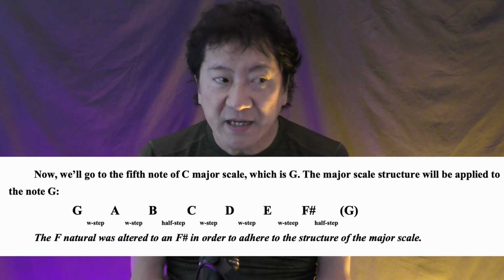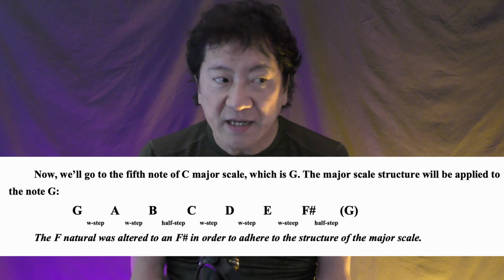Now we're going to count up 5 notes from G, and we'll get to D. And now the major scale structure will be applied to D, and those notes are going to be D, E, F sharp, G, A, B, C sharp, and D. Interesting. So we again gained a sharp on the 7th degree of this new key. And again, it had to be altered. Instead of it being a C natural, it has to be a C sharp for the structure of the major scale to be the same. Note that the F sharp is kept with the D major scale.